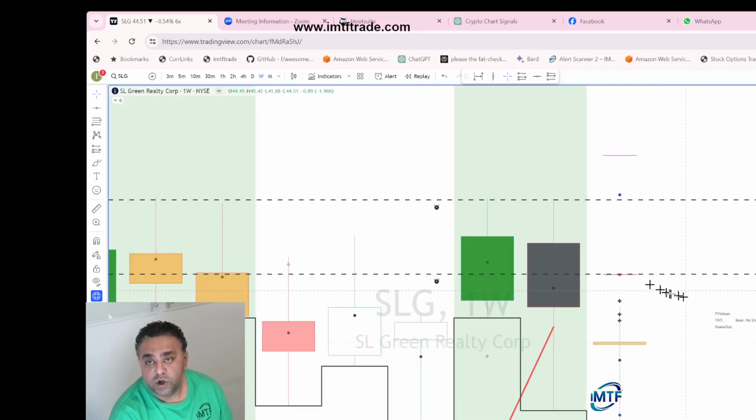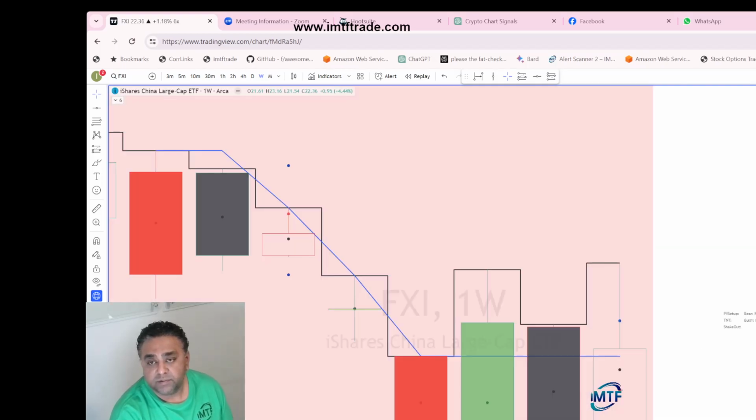This right here was no trade because there's no shade. This one here did not enter right there because it's red. You had to go below the TNT, the black bar, and it did not do it at all. Now, those are ones with the shade, which are the highest probability.